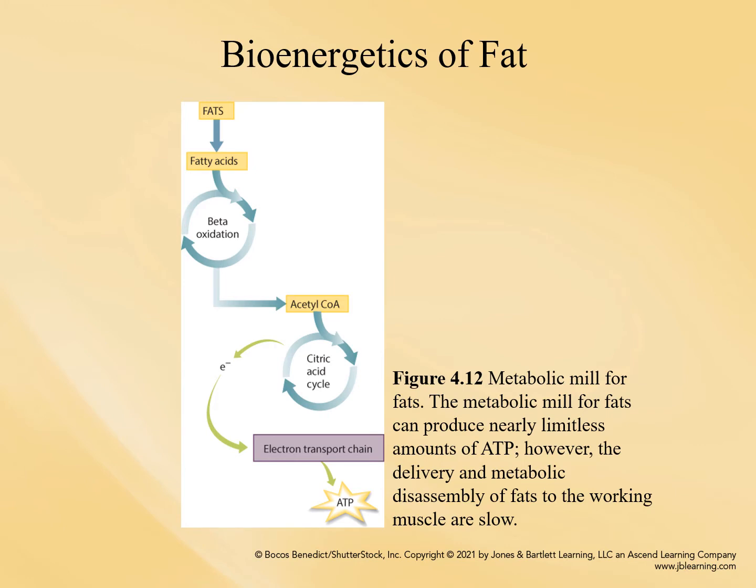Fat is broken down in the process of beta oxidation, and beta oxidation is purely aerobic and it occurs in the mitochondria. It is a catabolic process where the fatty acids are broken down to generate acetyl-CoA, which then feeds directly into the citric acid cycle. And ultimately, the mass amount of energy is produced in the electron transport chain.